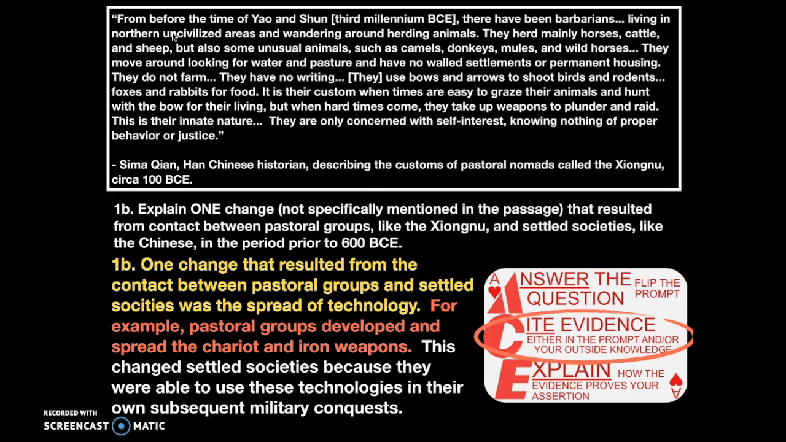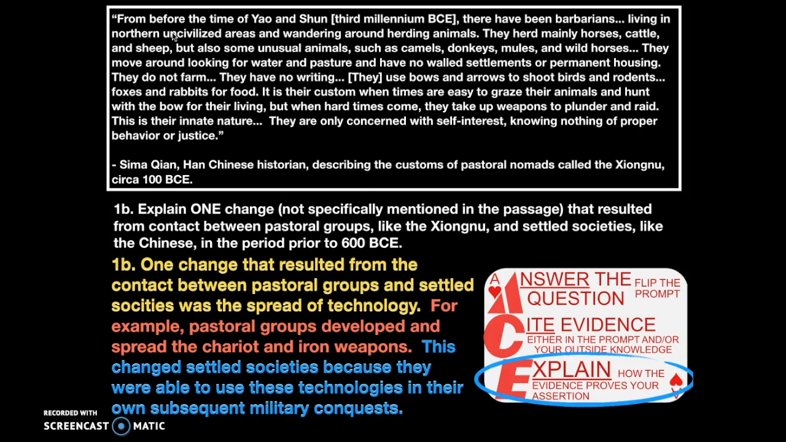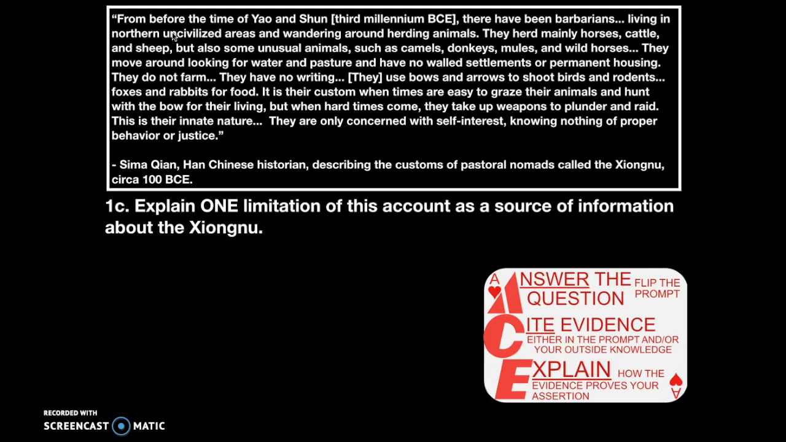But then ultimately we also, in this case, have to explain it because the prompt asks us to explain. So here's how we do this. We connect our answer to the prompt. So this changed settled societies because, notice that word because, really important when you're explaining, they were able to use these technologies in their own subsequent military conquests. So we're providing a little bit more in-depth analysis.